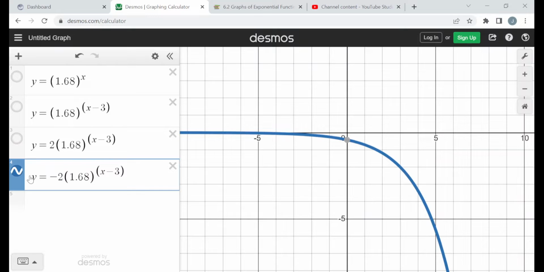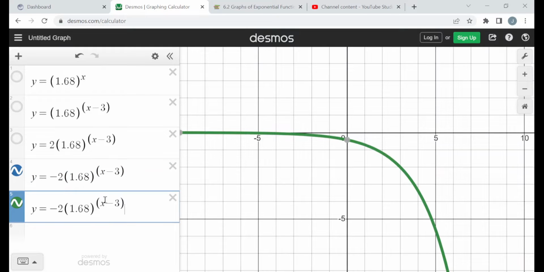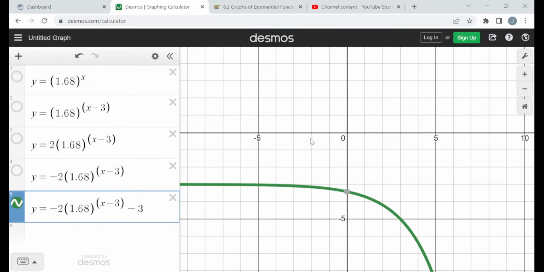And then just taking this and throwing a minus 3 after it to shift it down 3. So I'm just copying and pasting it and throwing a minus 3 at the end, and see that new final graph is just the previous graph moved down 3. And the asymptote changed from the x-axis to y equals negative 3.